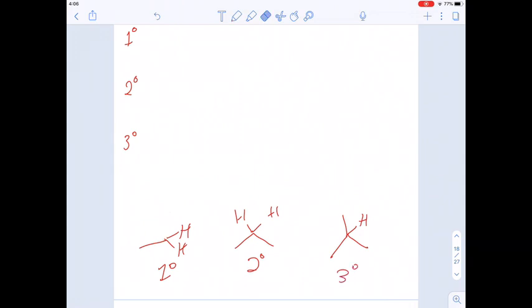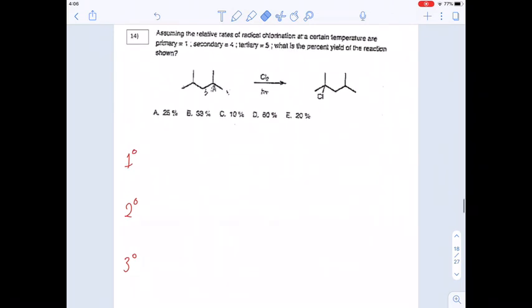A secondary H is on a carbon bonded to another carbon. These are secondary H's, and a tertiary H is on a carbon with 3 carbons bonded together. That's a tertiary H. Okay.